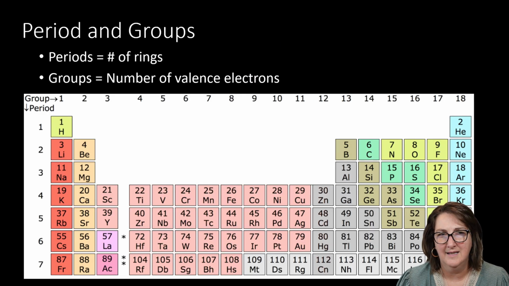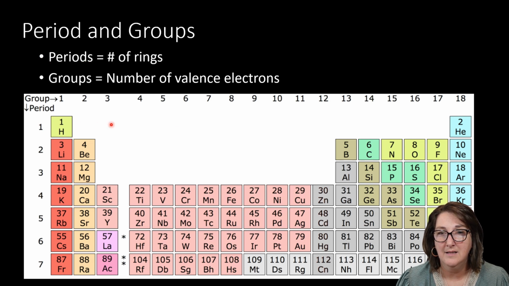So let's look at this. We talk about periods and groups. Periods are going to be the numbers of rings. What is another name I could use besides rings? I could use shells. I could use orbits. That means the same thing. Period means number of rings.